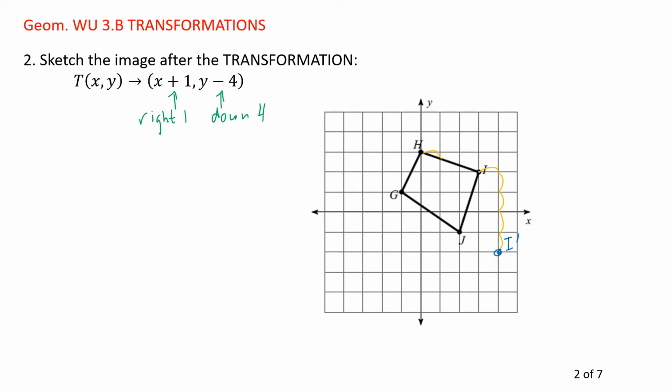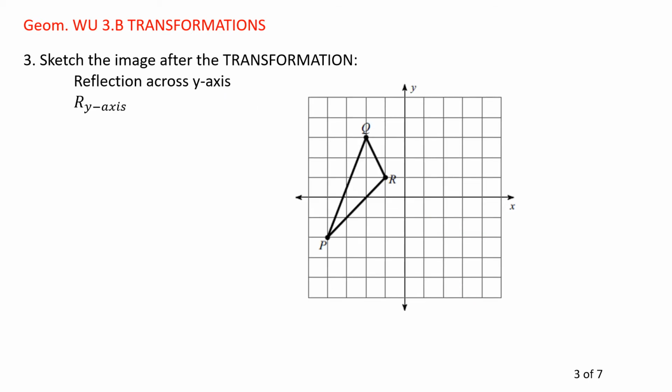Your picture may look a little cluttered, but as long as it's correct, it should be okay. There will be H prime. Here's G prime, J prime. All it asked for was a picture, and that is a slide. Just comparing it to make sure it looks the same. Looks good enough. How about a reflection?